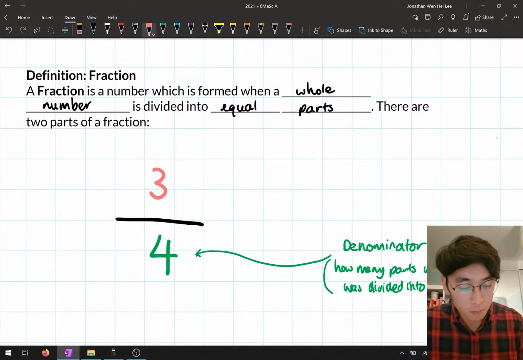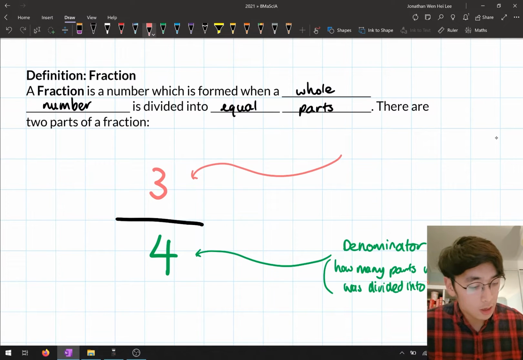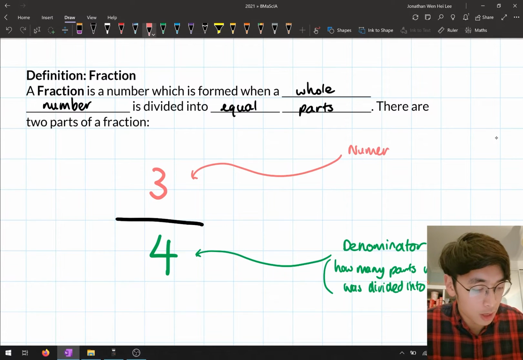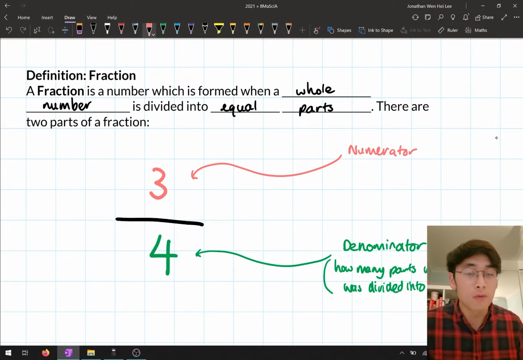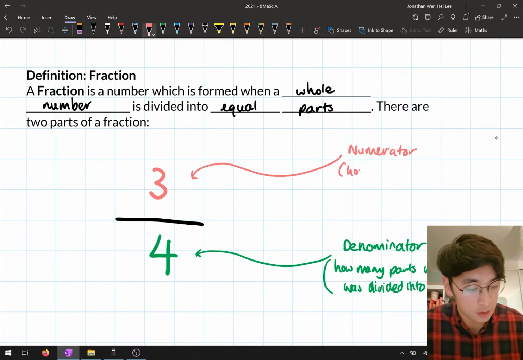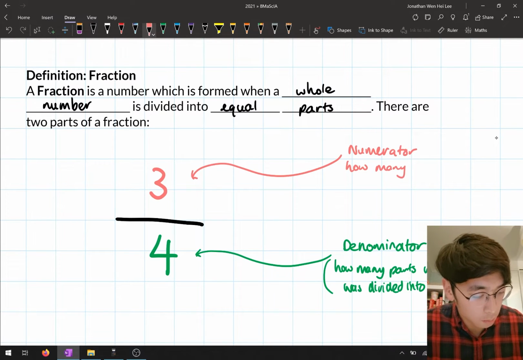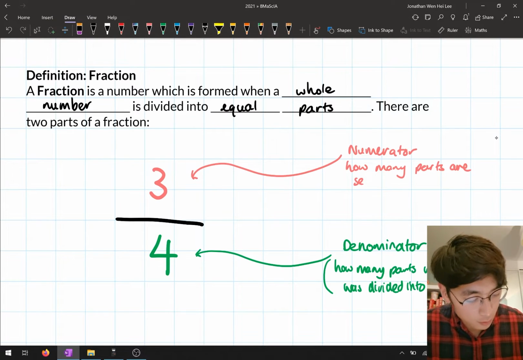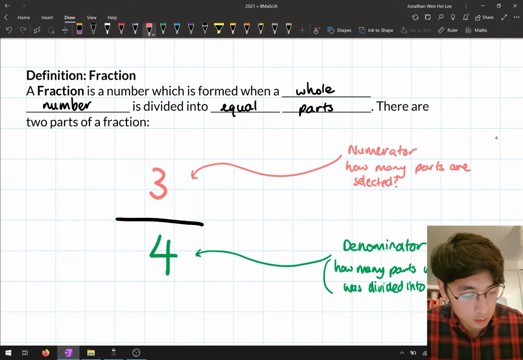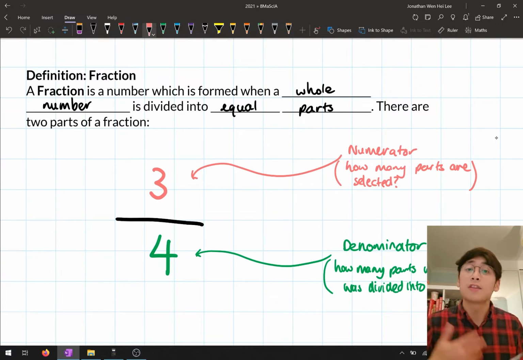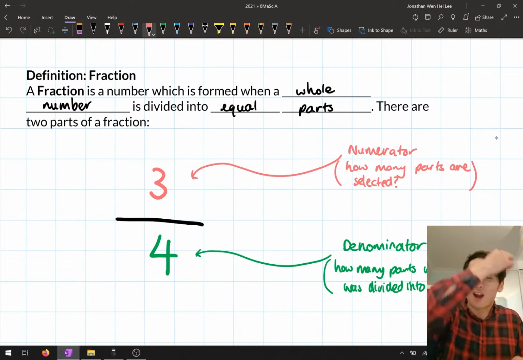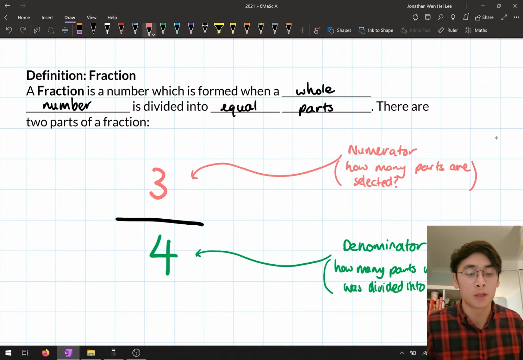Now, the number at the top, you may recall, is called our numerator. The numerator tells us how many parts were selected. So let me write that down here. How many parts are selected? Oh, can't spell. Selected. So, there we go. And so these are the two parts of our fraction: the numerator and the denominator.